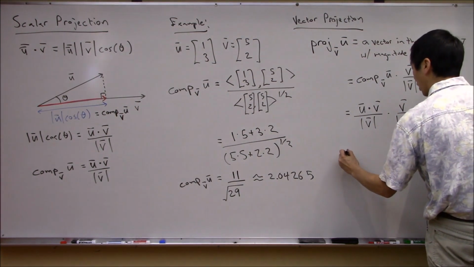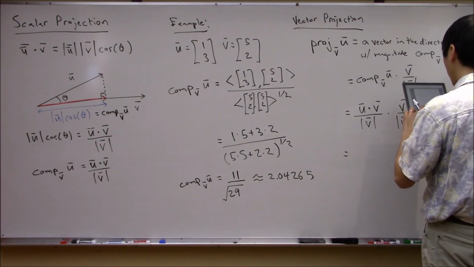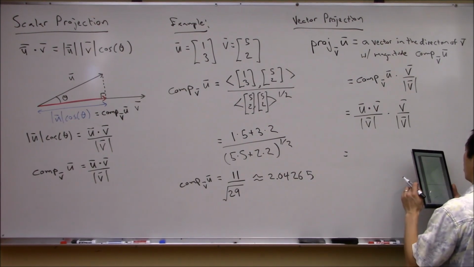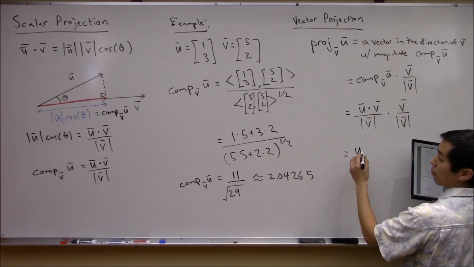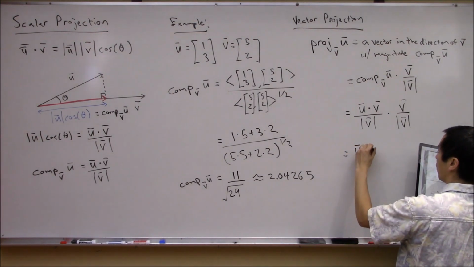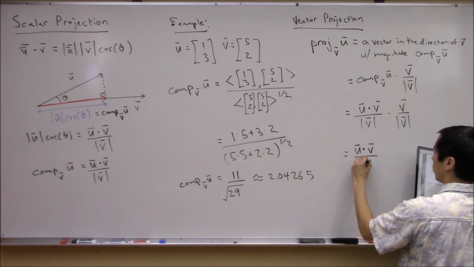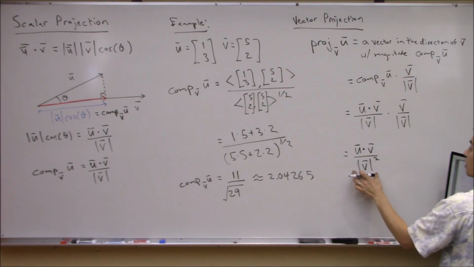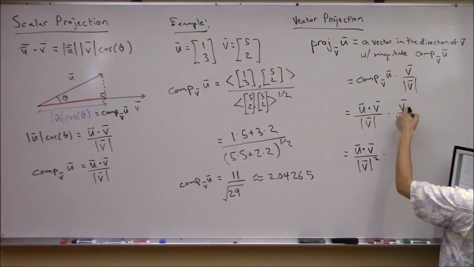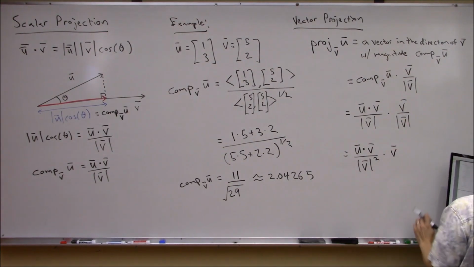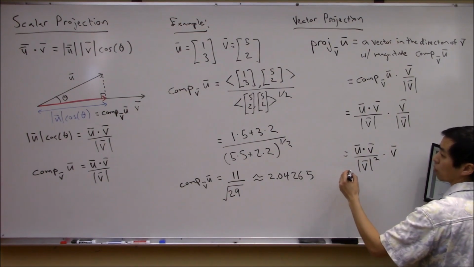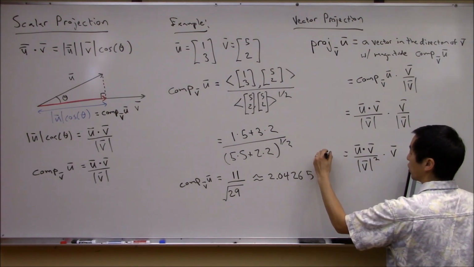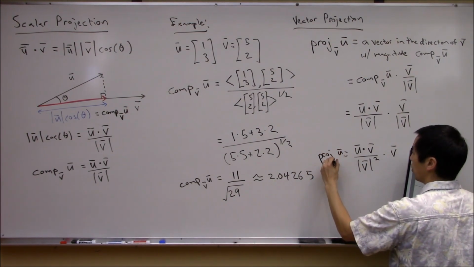And if you want to write this in a slightly more compact form, I think you could say this is u dotted with v all over the magnitude of v squared, times v. So here's the component value, and then the vector value is right here. So this is the projection, or the vector projection, of u onto v.